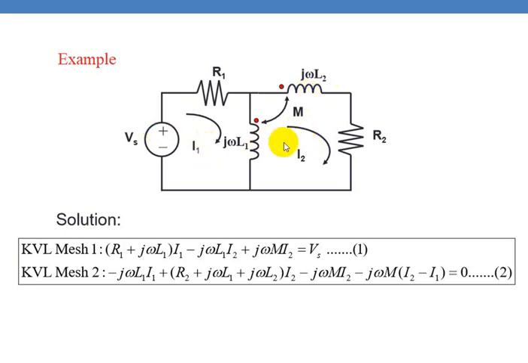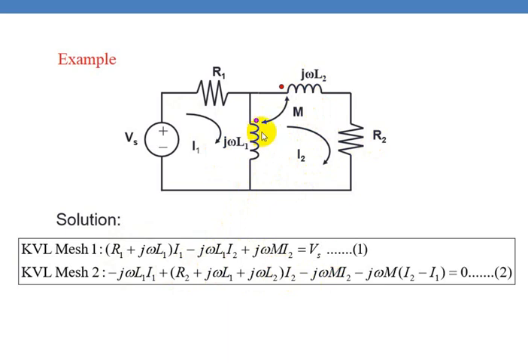Coming to the second equation. The I1 component is common between the first mesh and second mesh, so you have to write j omega L1 into I1. Here a minus sign, you are right, because the current directions are opposite. Plus, while writing for I2, you have to sum up all the resistance and reactance in this mesh. That is R2 plus j omega L1 plus j omega L2.